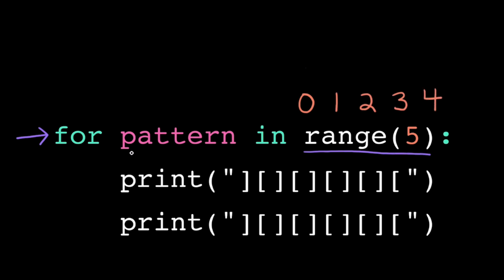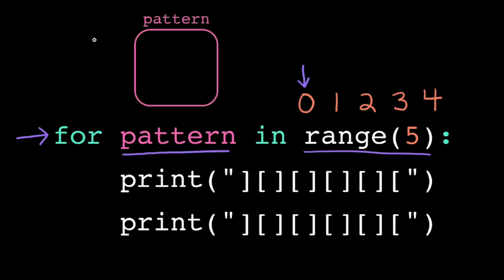On each iteration, the computer will set the loop variable to the next value in the range until it reaches the end. Then it terminates the loop. So before the first iteration, the computer will assign the value 0 to the loop variable pattern, because 0 is the first number in the range. Then it enters the loop body and executes the lines of code indented inside of it in order. So it'll execute this print statement and then this print statement.